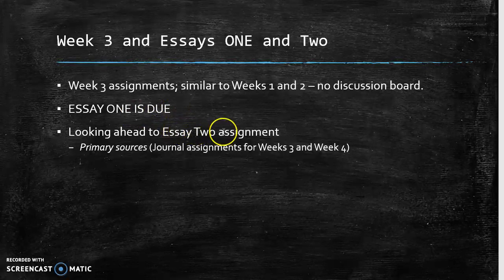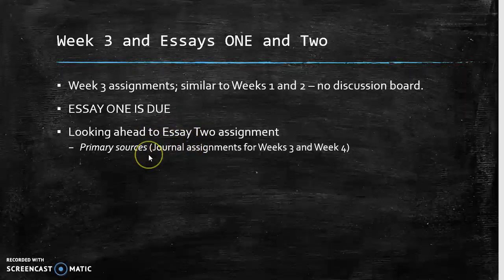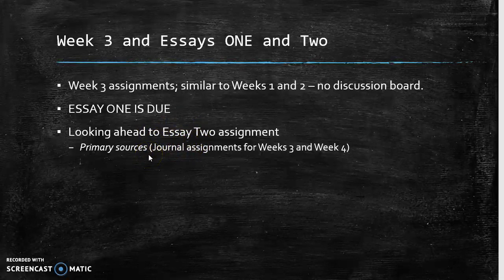Looking ahead to Essay 2, I know already time to start thinking about that next one, but if you look at the Essay 2 assignment, you'll see that it's about primary sources, using primary sources and comparing and contrasting them to secondary sources as a way of studying the past. So the journal assignments for this week and next week are designed to help you with Essay 2.